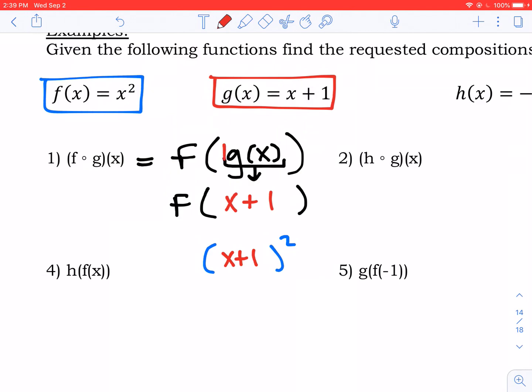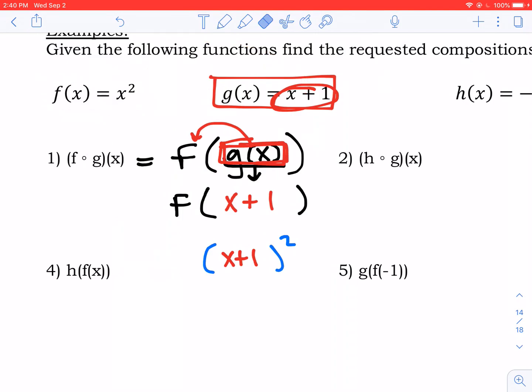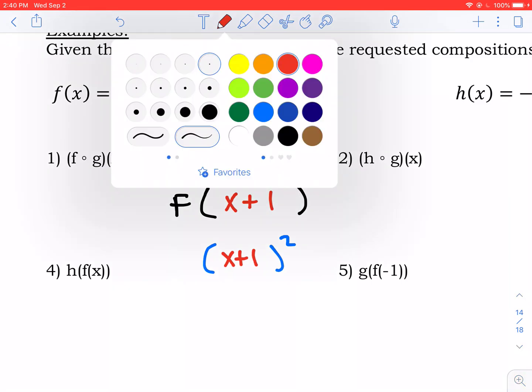Right? We took g of x and plugged it into f of x. We took x plus 1 and plugged it into f of x. That's how we got x plus 1 squared. Okay? That's what function composition asks you to do. It asks you to take the inside function, in this case g of x, and plug it into the outside function, in this case f of x, to get a final problem. Okay, so now the rest of the problem is just going through the algebra to simplify this.